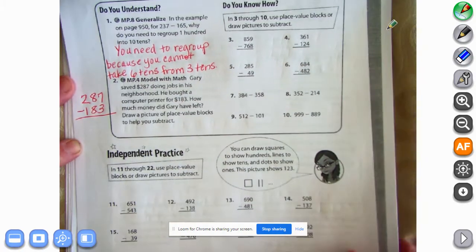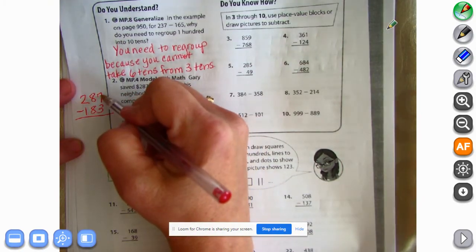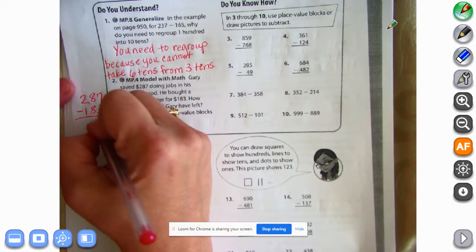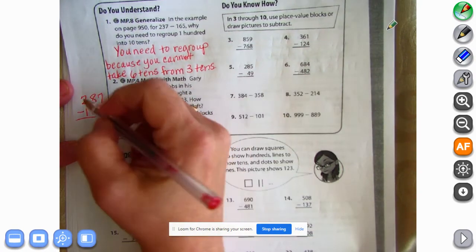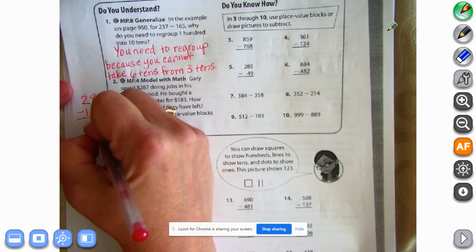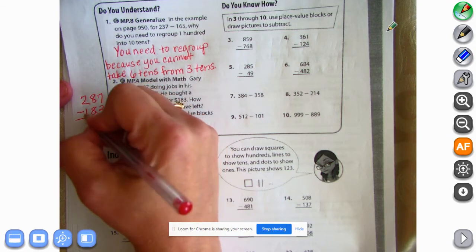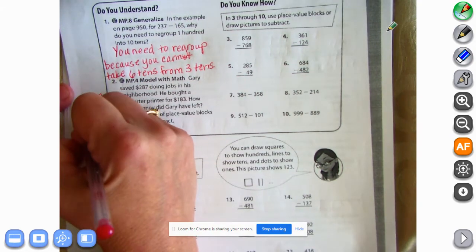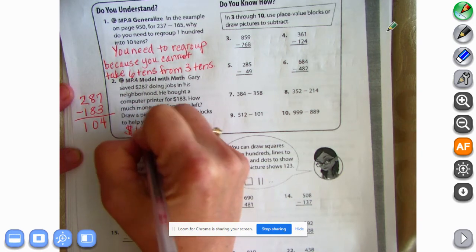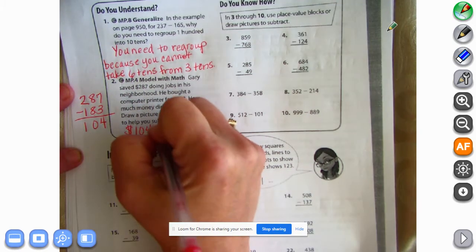Okay, so we're going to start with our ones. 7 ones is larger than 3 ones, so we can subtract. 7 take away 3 is 4. 8 and 8 we can take from each other. They're the same. And then 2 take away 1 leaves us with 1 hundred. So he has $104 left.